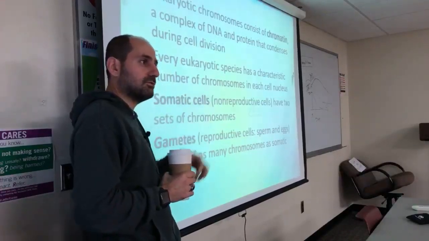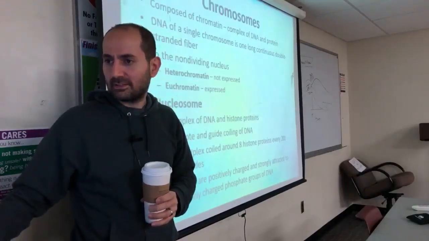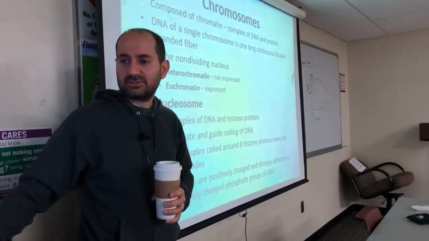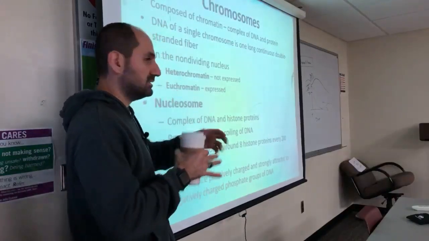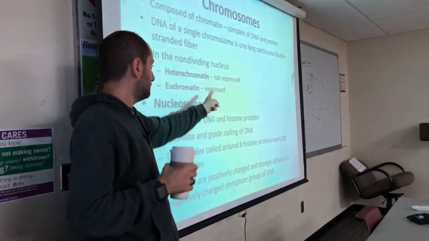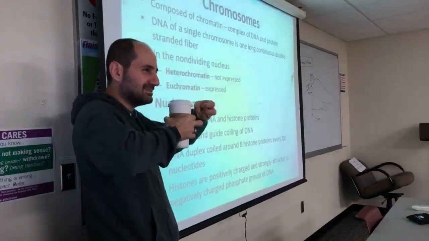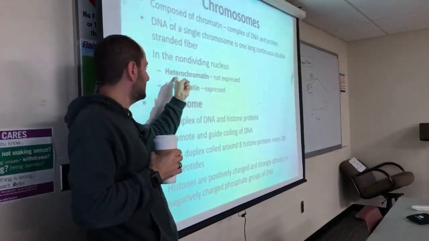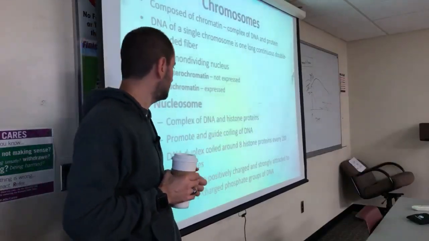Those are the ones in your ovaries or the testes. Good question. So remember we talked about chromosomes. They're made out of chromatin. If the chromatin is loose and the genes can be expressed, it's called euchromatin. If the chromosomes are kind of condensed and the genes can't be read, that's called heterochromatin. I don't know if I even asked that, but it's good to understand.